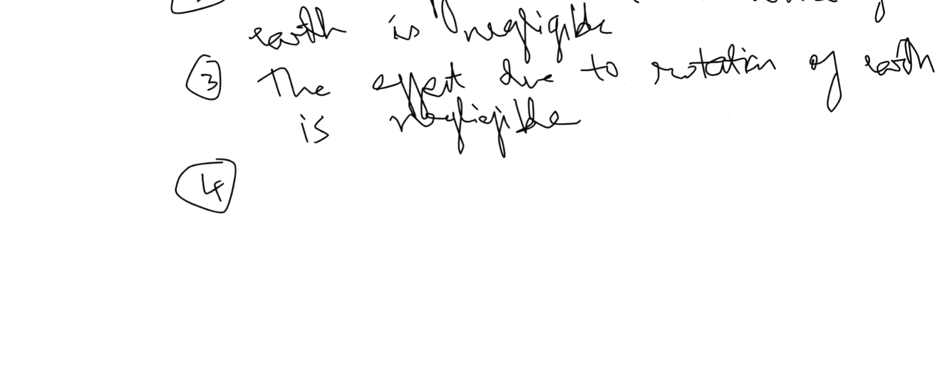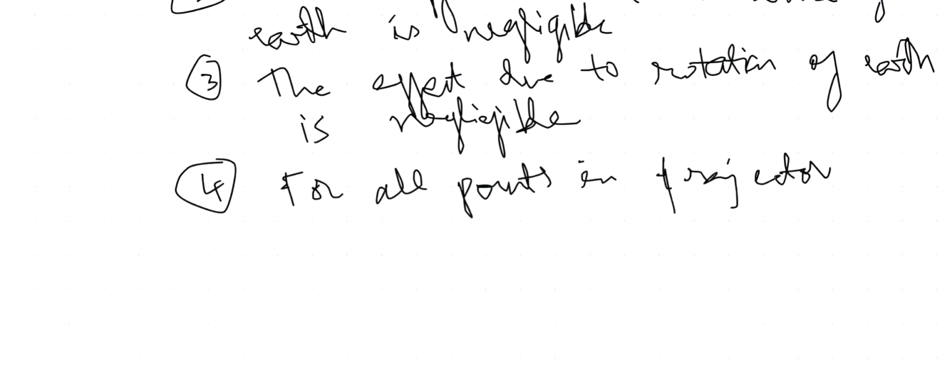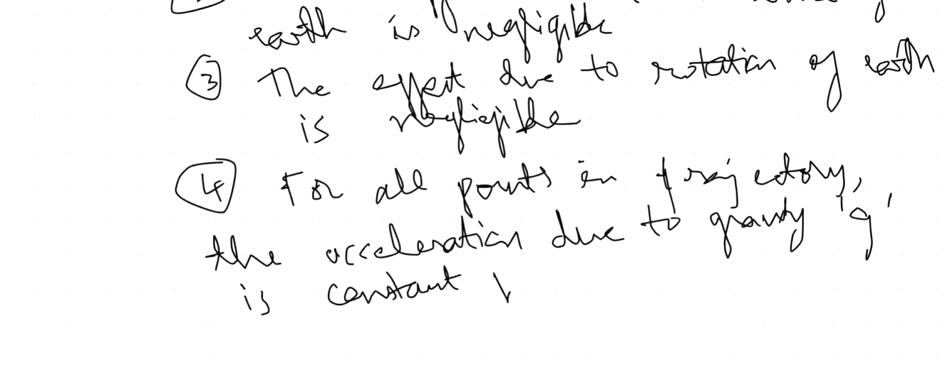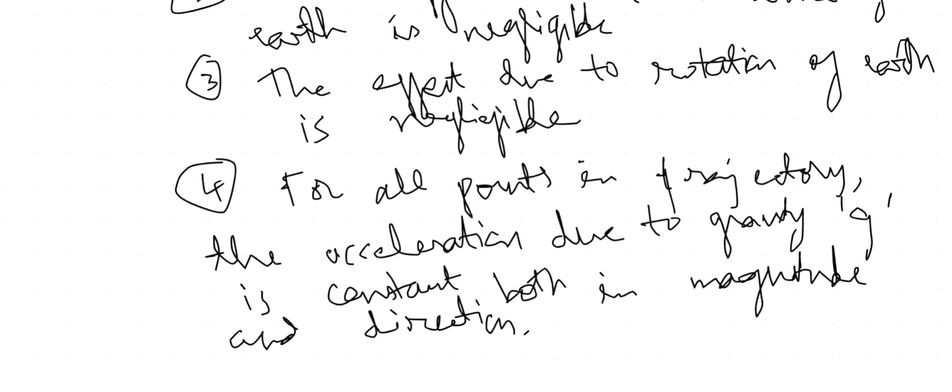Also, one more assumption is that for all points in the trajectory, the acceleration due to gravity is constant both in magnitude and direction. Trajectory means the path followed by the projectile.